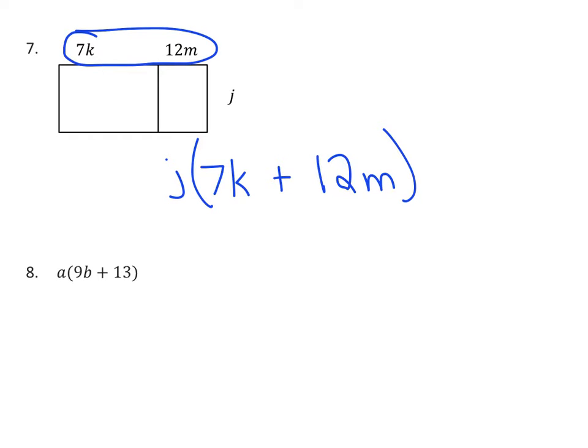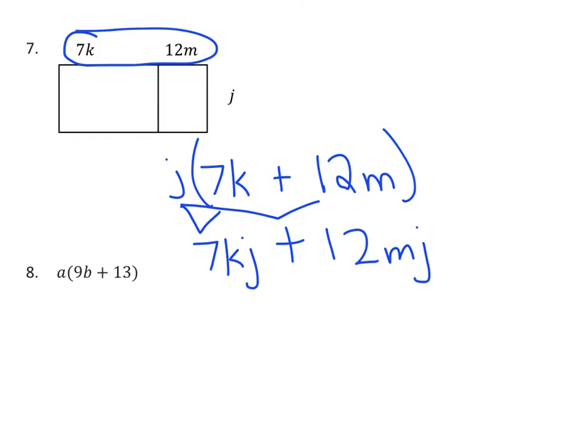No. So to expand that, I now have to take j times 7k, which is going to be 7kj, right? Because I'm multiplying the j by 7 and by k, plus j times 12 times m, which is going to be 12mj. Does that make sense? Look back and review if you need to.